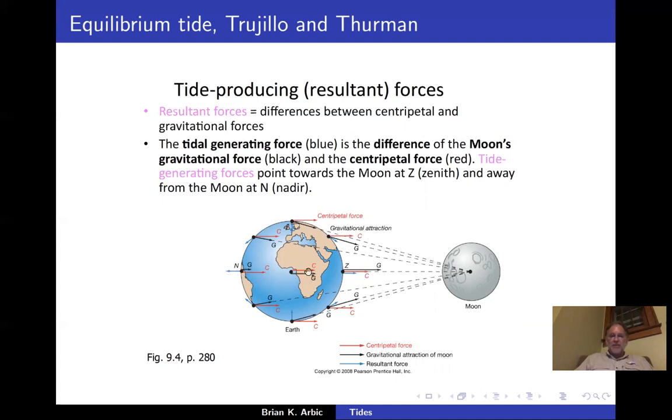That basically means that both on the side facing the Moon and on the other side, you have a tidal force that's pulling out like this. So you have high tides on both the side facing the Moon and on the other side.